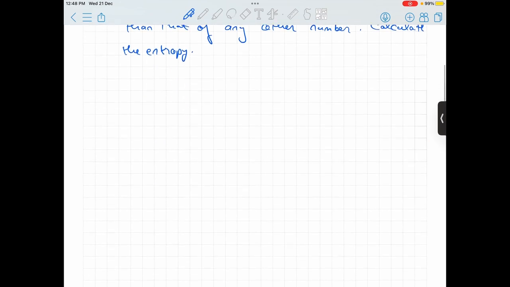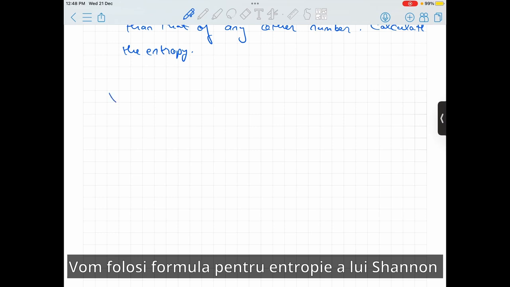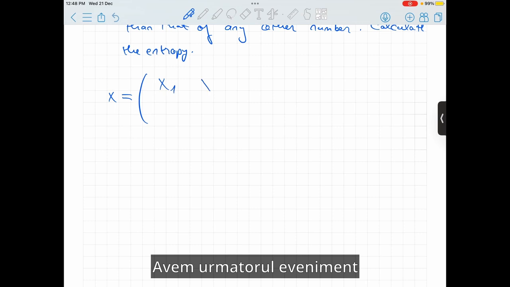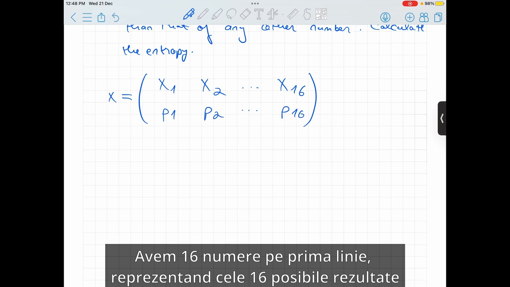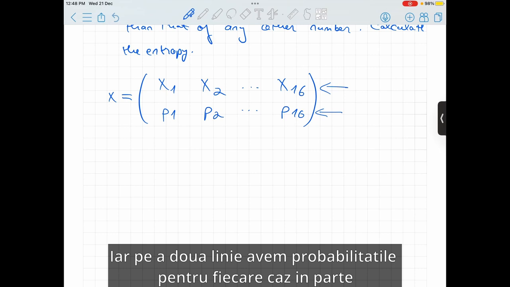Okay, so we will use Shannon's entropy formula. And we have the following. Okay, so we have 16 numbers, and we put the numbers here on this line, and on the second line we have the probabilities.